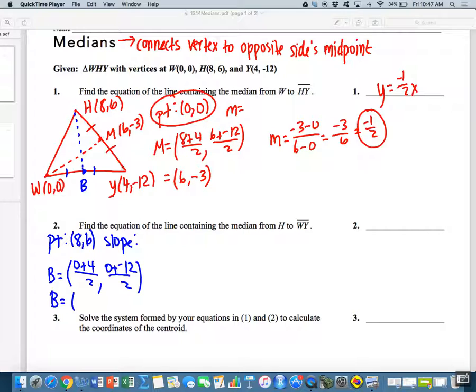0 add 4 is 4. 4 divided by 2 is 2. 0 add negative 12 is negative 12, divided by 2 is negative 6. So that point B is 2 comma negative 6.